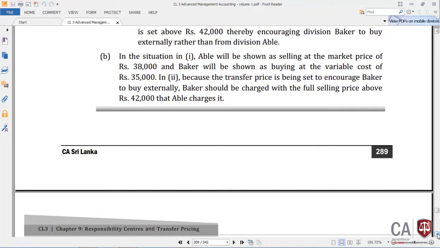Sometimes they will ask a theoretical question, what is dual pricing? You have to say dual pricing is a transfer pricing technique which allows recording the sales and purchase of two divisions within a single entity at two prices. When one division transfers a product to another division, the transferor is allowed to record it at their own price and the transferee is allowed to record that purchase at their own price, right? That is the dual pricing technique.